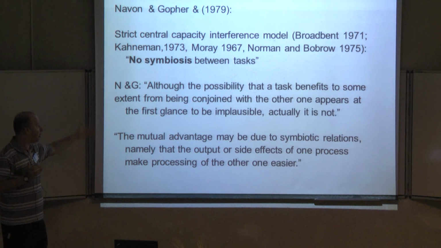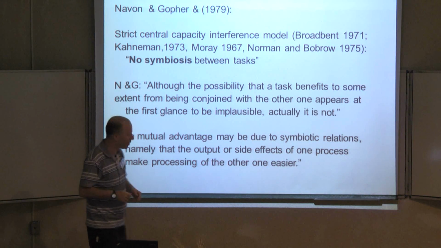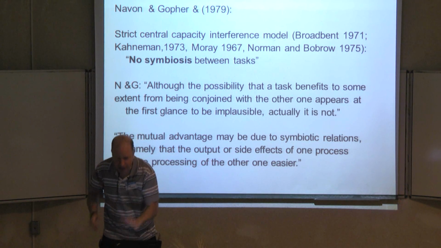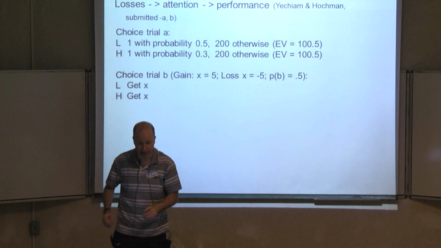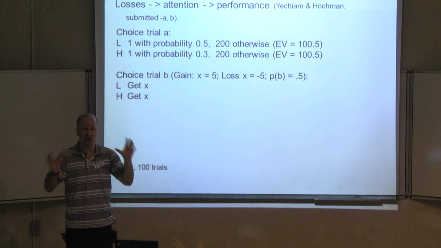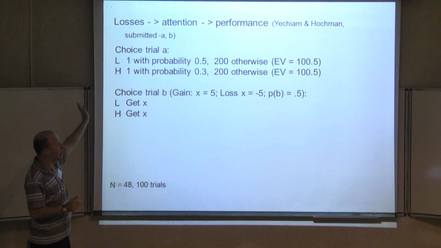For example, there may be some symbiotic relations, namely that the output or side effect of one process makes processing of the other easier. Let me demonstrate to you this kind of symbiosis in losses. Here's an experiment with it. You have two types of trials in an experience-based task, again using the two-button paradigm. The first task doesn't have to do with losses.